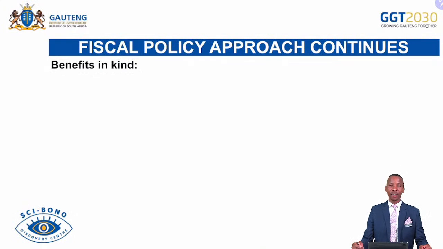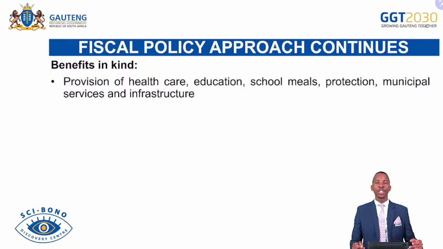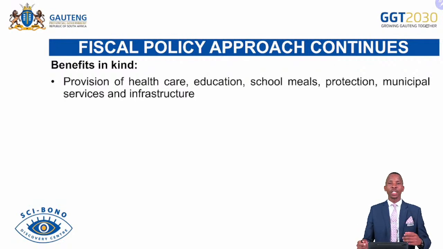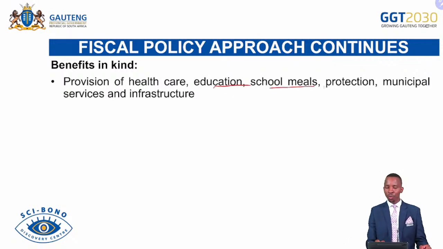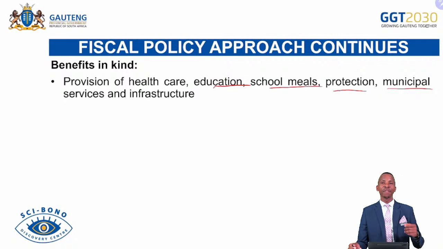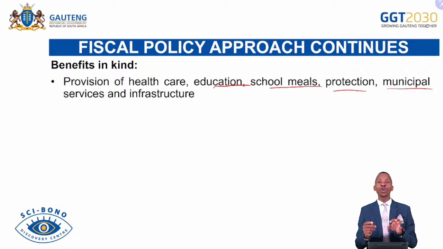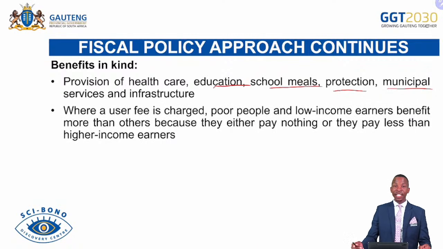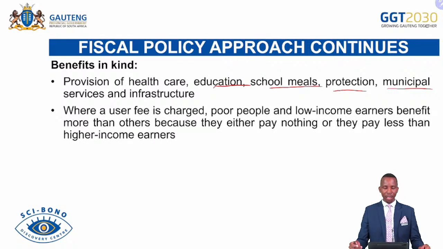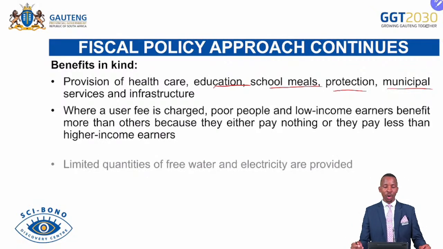Then we continue with benefits in kind. In this case, we refer to the provision of free resources or services by the state to society, such as education and the provision of proper healthcare. So, provision of healthcare, education, school meals, protection, and municipal services and infrastructure. These are known as benefits in kind because some people are accessing these free of charge, while other people are paying for them, but they are paying user charges. Where a user fee is charged, poor people and low-income earners benefit more than others because they either pay nothing or pay less than higher income earners for these benefits.